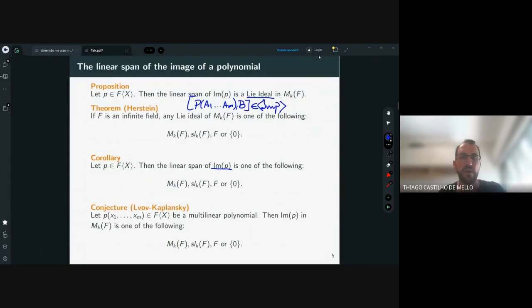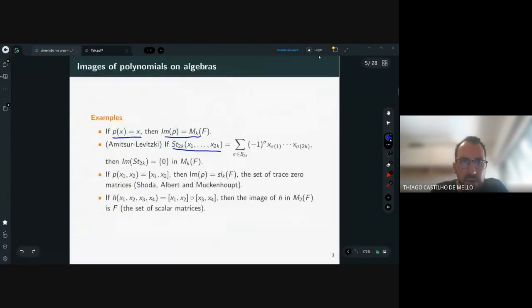So we have now what is known as the Lvov-Kaplansky conjecture, that the image of a multilinear polynomial P evaluated on matrices must be one of these four possibilities. And if we come back to the examples we discussed before, these are exactly the examples I showed: the full matrix algebra, zero, trace zero matrices, or the field, the set of scalar matrices.